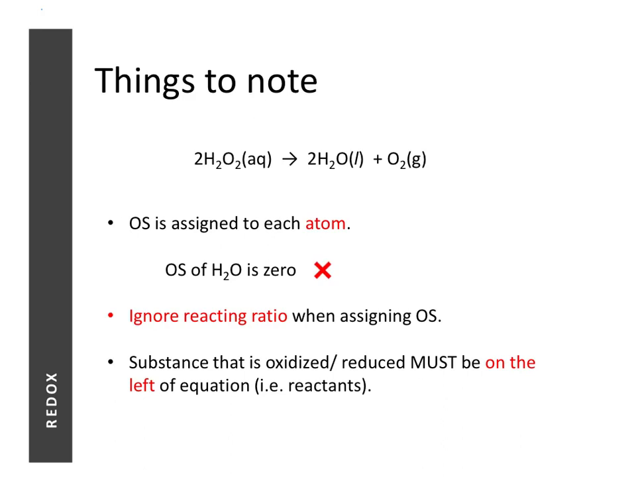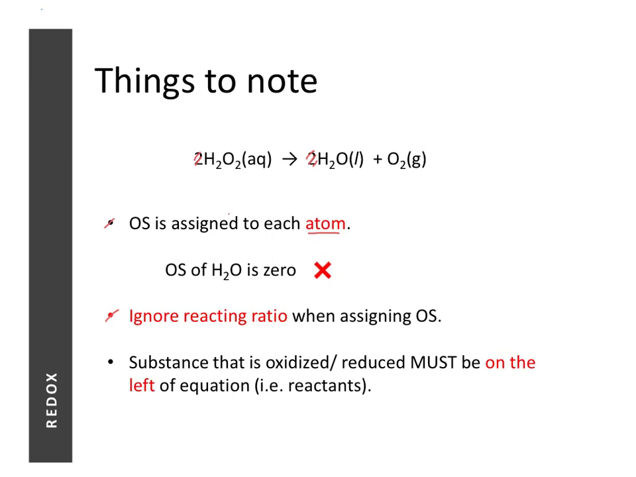So some things to note when we are assigning oxidation state is that oxidation state is assigned to individual atoms. I've mentioned this before. Some students will say, hey, everything seems to be 0. Isn't the oxidation state of water 0? It's not correct. The sum of oxidation states in water is 0, but the oxidation state is assigned to individual atoms. We do not assign oxidation states to a whole compound. Secondly, as mentioned, ignore reacting ratio when assigning oxidation states. Reacting ratios are only important in chemical calculations.